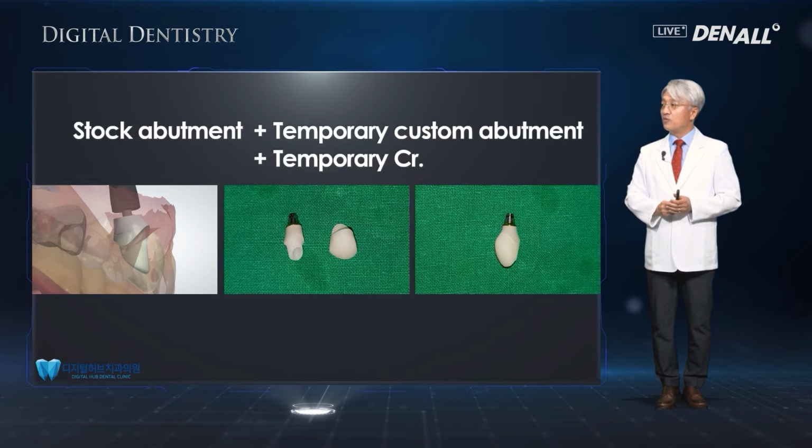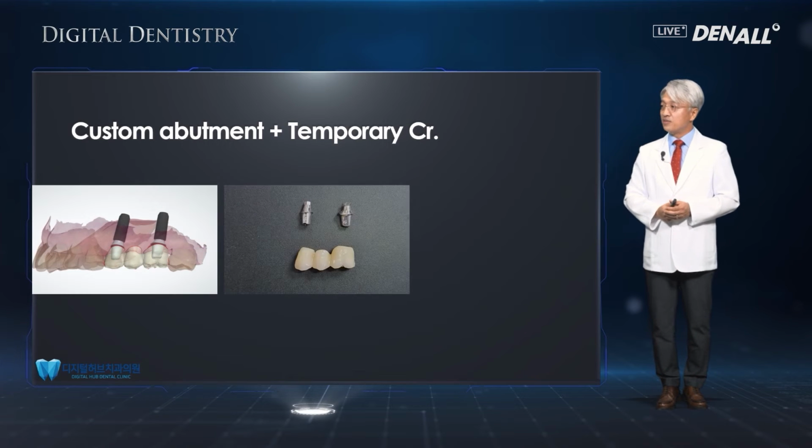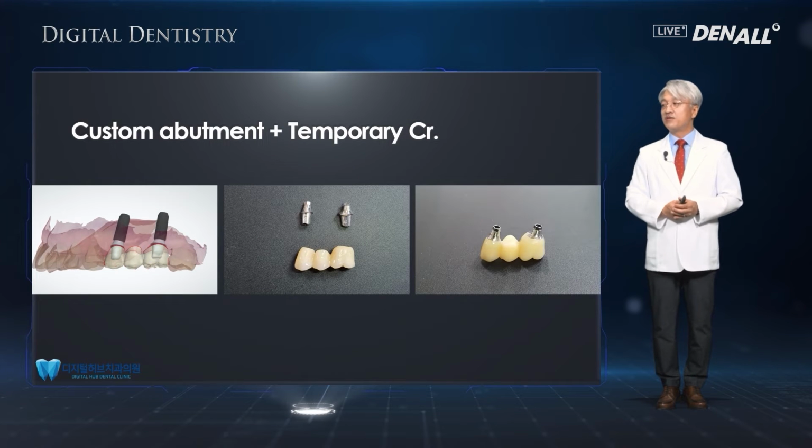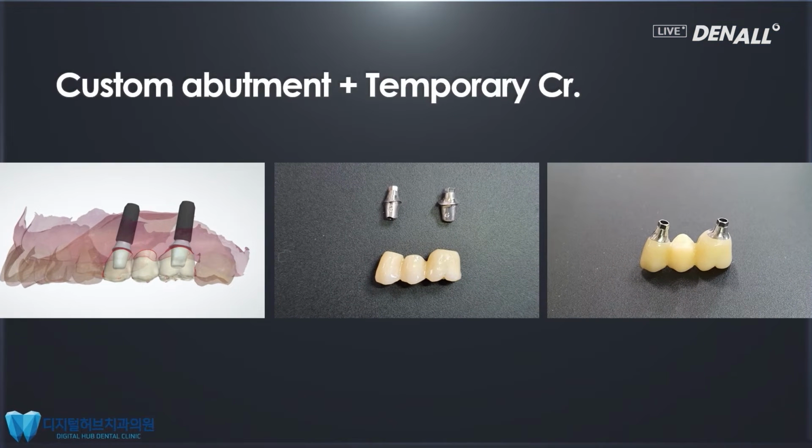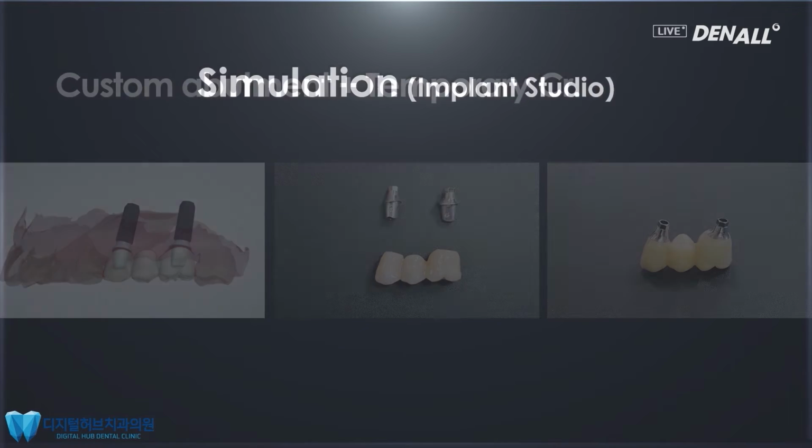So this is used for the anterior region. Lastly, custom abutment and temporary crown, mainly for the posterior region or when fixtures are already placed, when there's no opposing teeth or we are not sure about the occlusion. The temporary is used for a construction bite, and the expected bite is made, and adjustment can be made in the patient. Then this method is used.